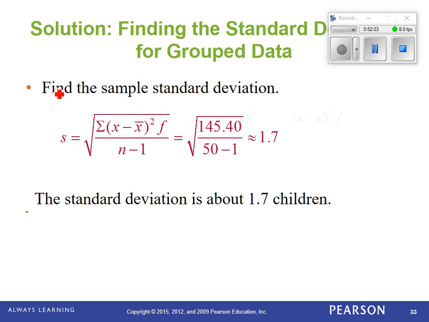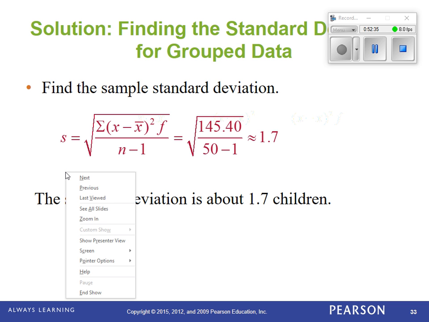Then we take that, and you got to go back to your formula. And now is where we're going to use the n minus 1. So you go back to the formula. We just found this. That was 145.40. And now we're going to stick in n minus 1, which was 50 minus 1. Do all the math there, and you come out with about 1.7. So your standard deviation is about 1.7 children.